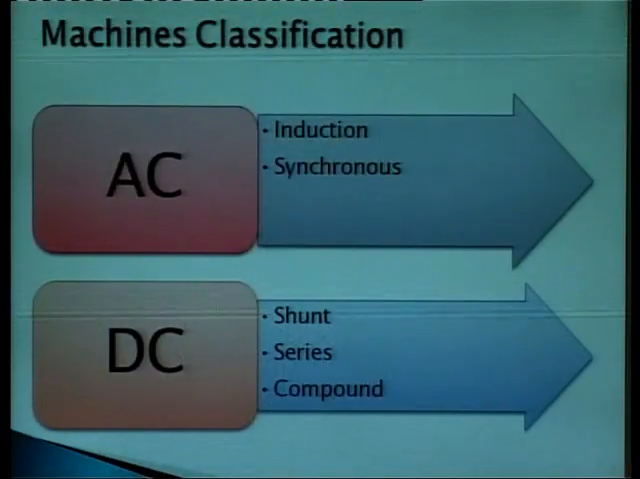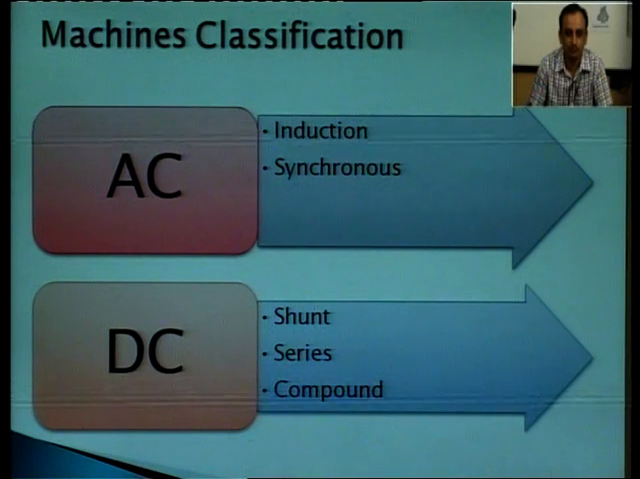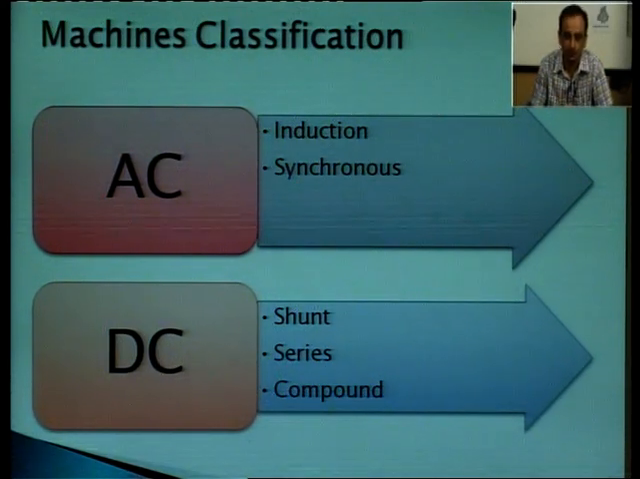The machines can be classified on various parameters. One of the simplest ways we can classify machines is on the basis of the supply they are using. They can be AC machines or DC machines. The AC machines are of two types, induction and synchronous type. Today the discussion will be limited to the synchronous machines only.